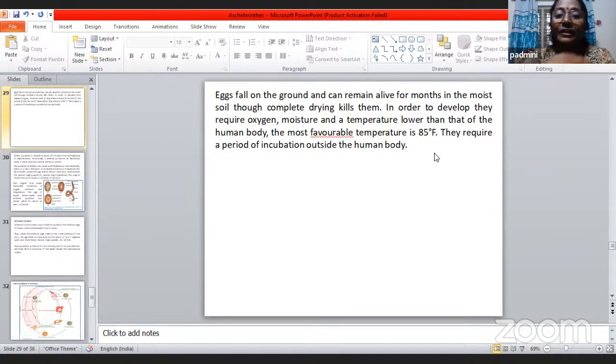85 degrees Fahrenheit. In a human, the temperature is 98.6 Fahrenheit, right? Almost 37 degrees centigrade. But the eggs do not divide if they stay in the human itself. That is why they need a moist, cooler environment. The cleavage starts only when they fall into the soil. And what is the favorable temperature? 85 degrees Fahrenheit, that is almost 24 degrees Celsius, I suppose. When do you get 24 degrees? Only during the winter season or the rainy season. If they get that temperature, that is when cleavage begins to occur. Otherwise, they are going to die.